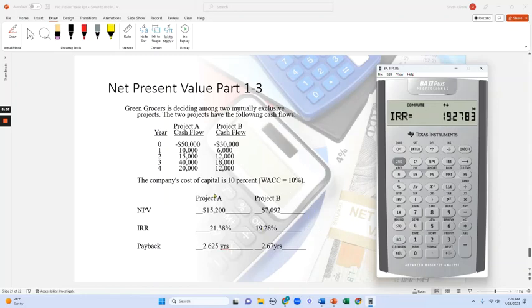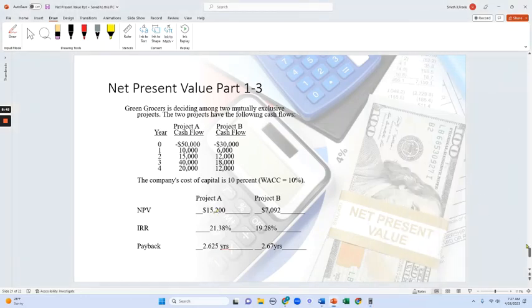Now, among these two projects, A is the superior project. So if they were mutually exclusive, you would only choose A. If they were independent and you had the money, you would actually do both. But it's mutually exclusive, so A is the superior project. So let's do one more calculation here.